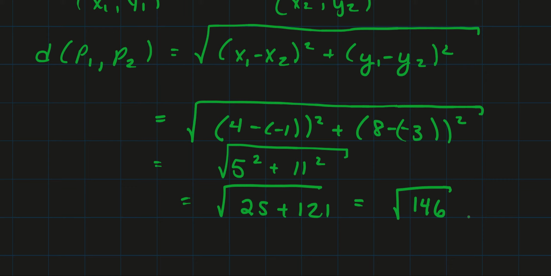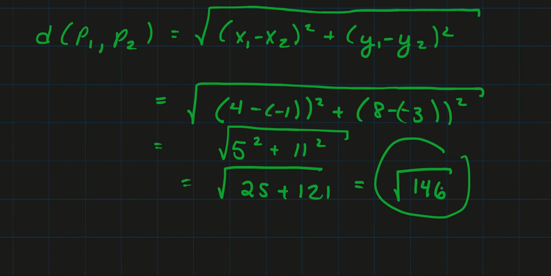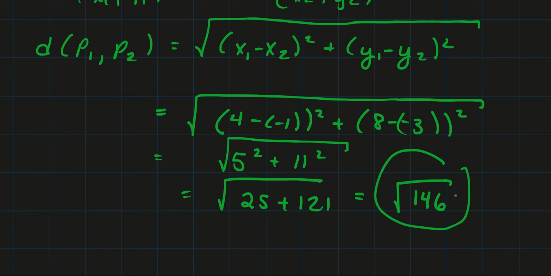Now that number is even. I think I'm going to leave it just like that. Yeah, 146 is even, but this breaks into 2 times 73, and I think 73 is a prime number. I think it's fine to just leave it like this. So the distance between these 2 points is the square root of 146.